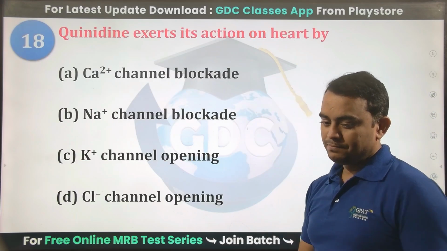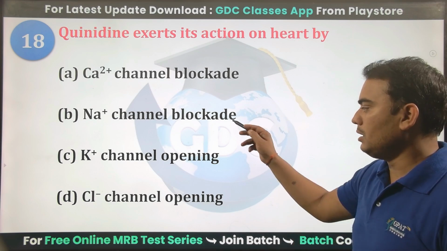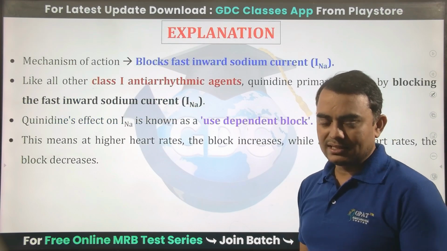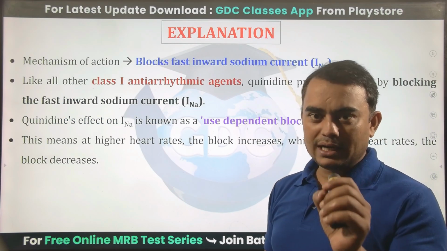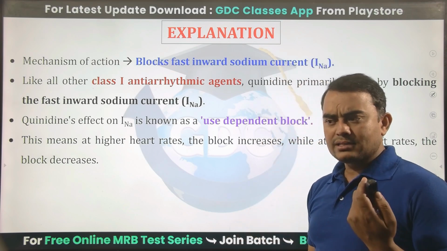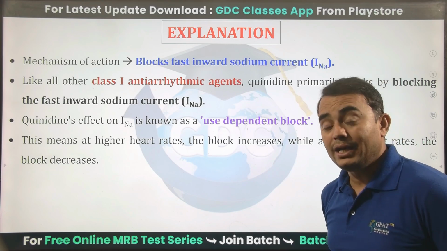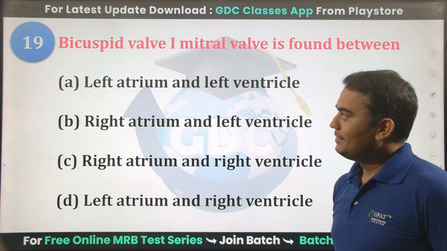Next. Quinidine exerts its action as a sodium channel blocker. Yes, we have already discussed: all the first class drugs act as sodium channel blockers. Yes, quinidine is the dextrorotatory isomer; quinine is used in malaria, but quinidine is used in arrhythmia.